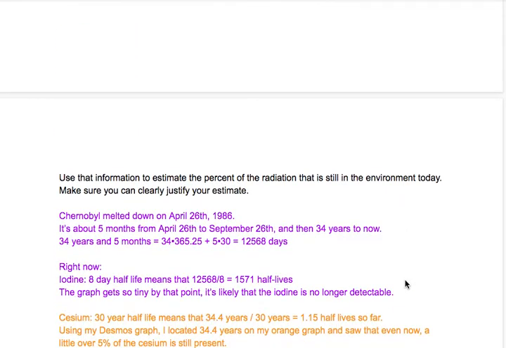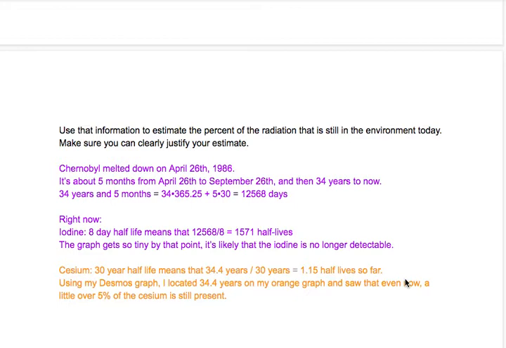Now, let's see if we could figure out how much of that radiation would still be there now. Well, Chernobyl melted down on April 26th of 1986. If we take that time, so 5 months from April 26th to September 26th, which, yeah, that's like maybe a month from now, but it's okay. Call that 5 months, and then 34 years to get to September 26th of 2020. So 34 years and 5 months comes out to a little over 12,000 days.